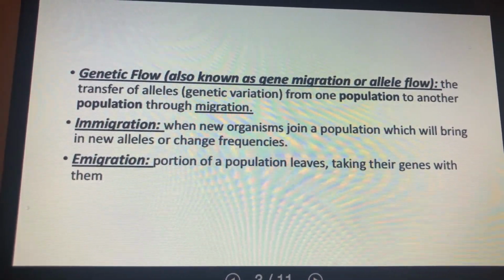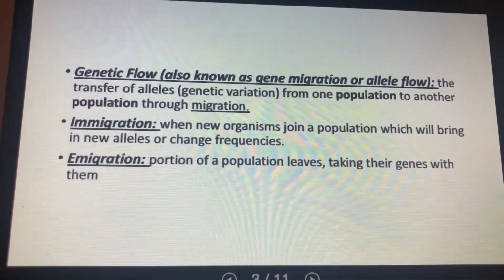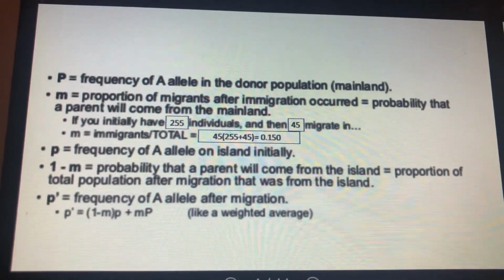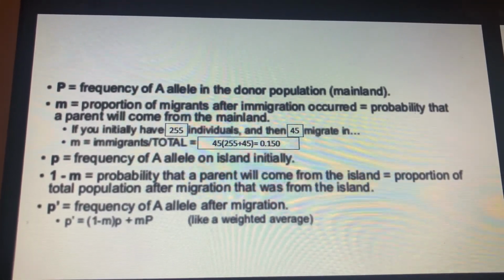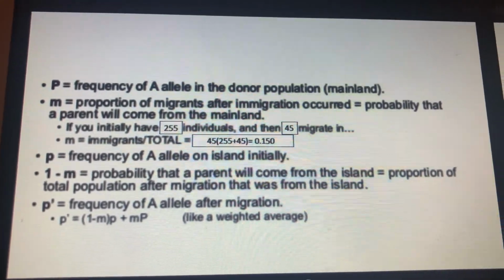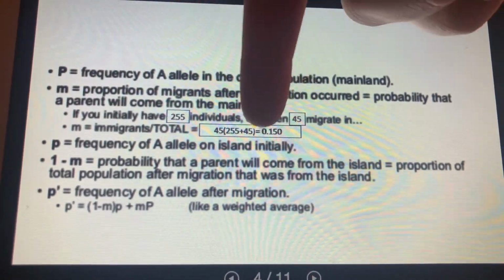So, for example, with immigration, it would be like the species from the continent went to the island and joined that whole population and brought in a bunch of different types of new alleles. So big P is the frequency of the allele in the donor population, which is the continent, and M equals the proportion of migrants after immigration occurred. So here, if you have initially 255 individuals and 45 migrate in, M is going to be the immigrants over the total, which is about 15%.